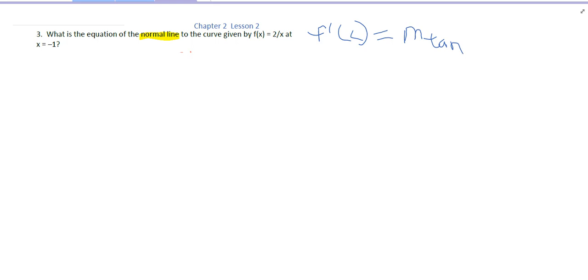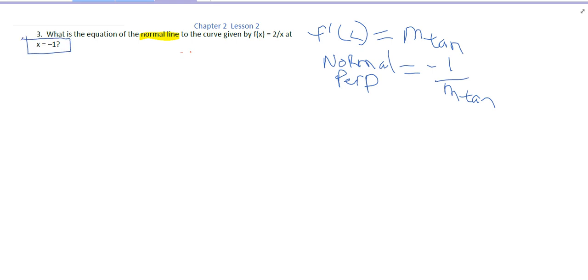But if you're being asked to find the normal line, that's synonymous with perpendicular. So you just take the opposite reciprocal of the slope of the tangent line. So our job is pretty much going to be to always find the slope of the tangent line and then to write the equation for the appropriate line. So in this case, we're going to find the slope of the tangent, and then we're going to use its opposite reciprocal, and then find that value right there.